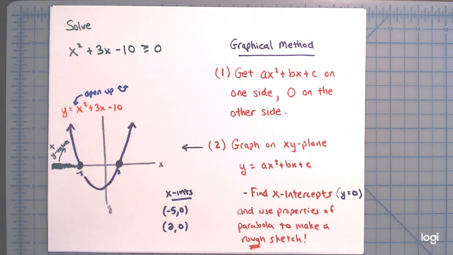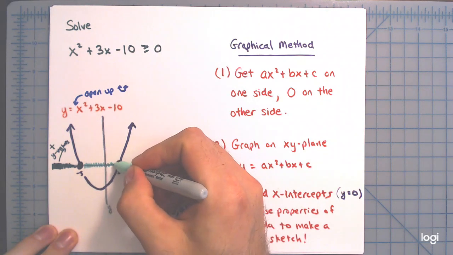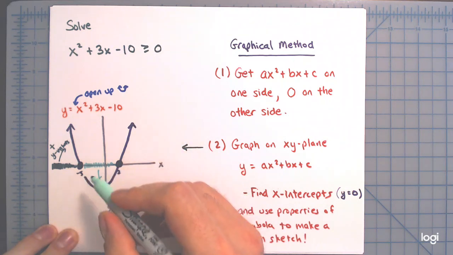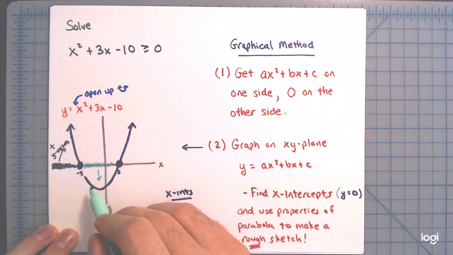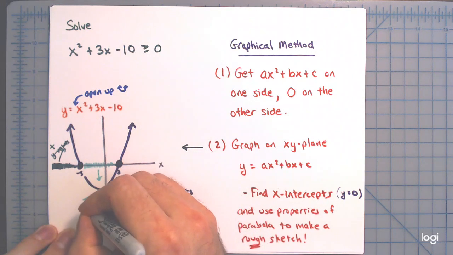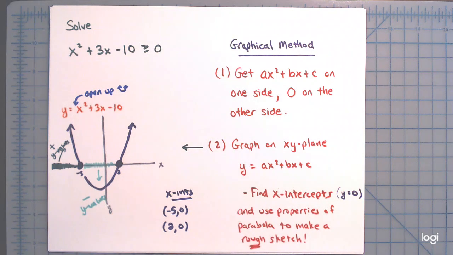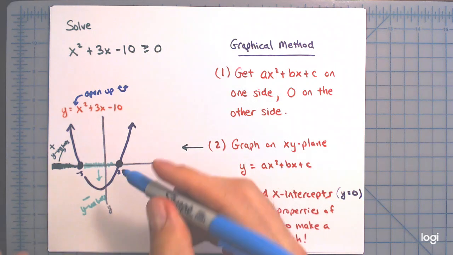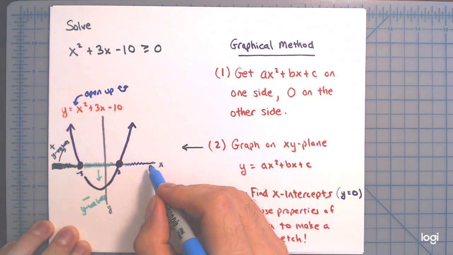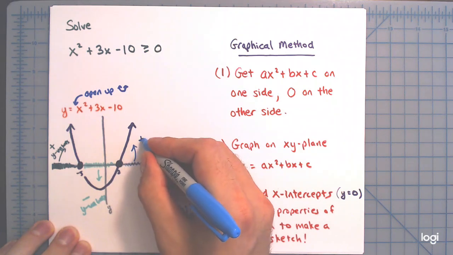And for all of these x values between negative 5 and 2, if I go to the points on the graph, they'll have negative y values. And then for all these x values to the right of 2, you're corresponding to points on the graph which have positive y values again.